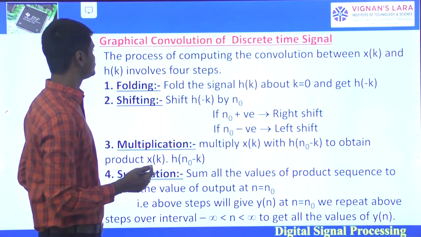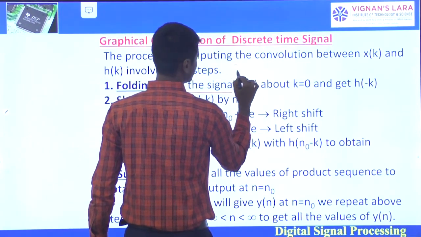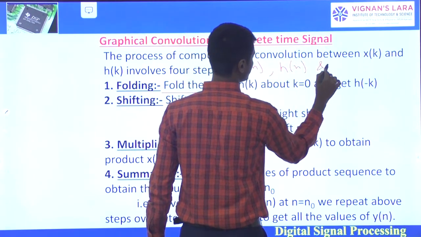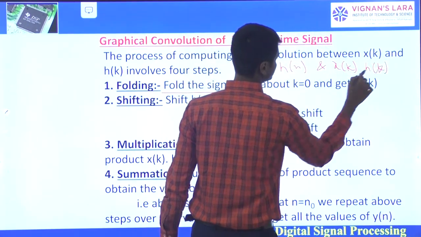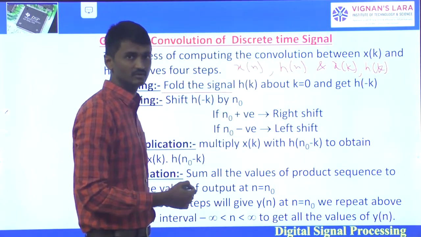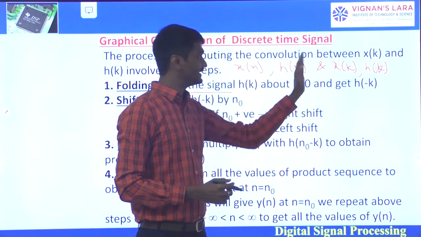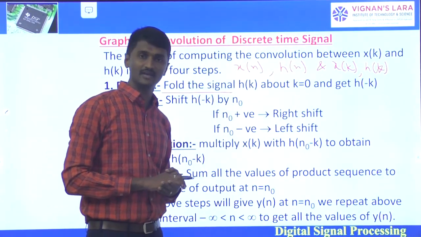In this one, first we have to represent the two sequences x of n and h of n in terms of x of k and h of k. Simply change the index into k.